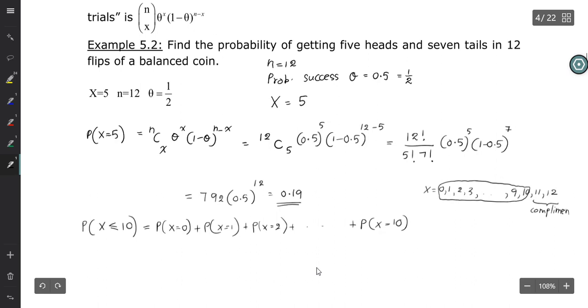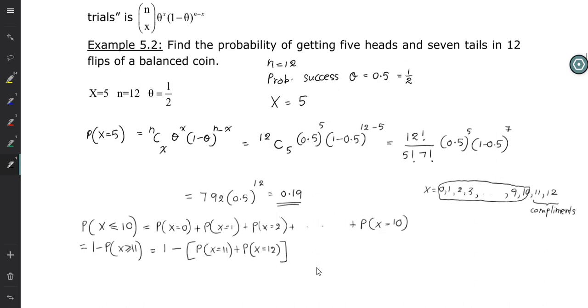Now can you guess how we are going to do this example? We look at the complement. Probability x less than or equal to 10 is the same as 1 minus probability x greater than or equal to 11. Can you see that? So this is the complement. So you have 1 minus. Now your complement contains only two possibilities. That is either x equals 11 or x equals 12. So you have to apply this formula only twice, and that can be easily calculated.